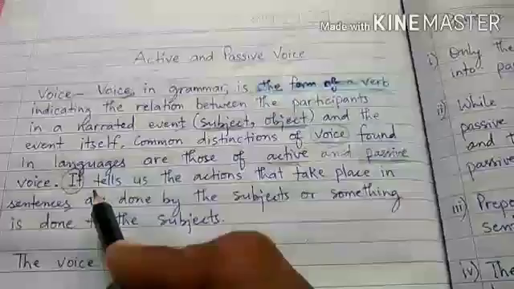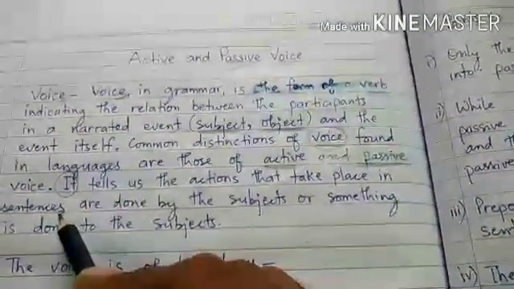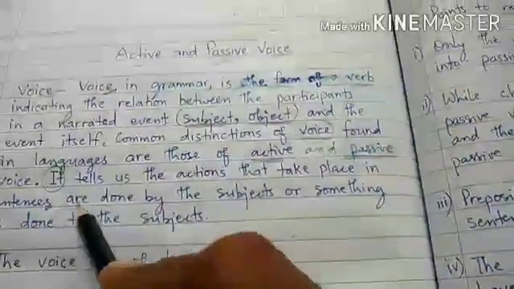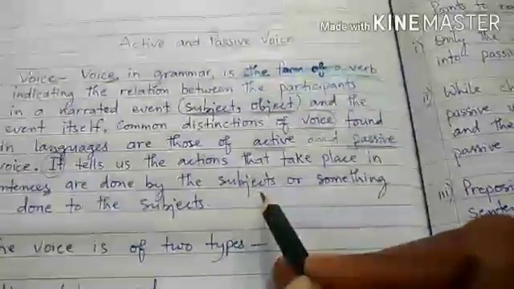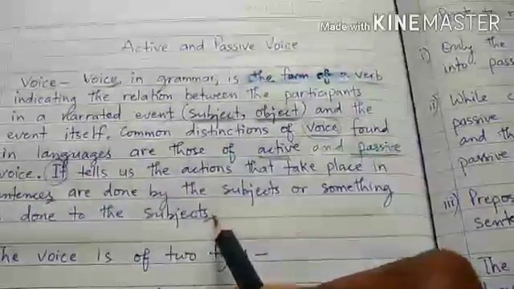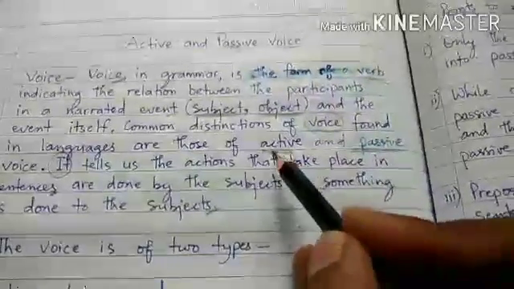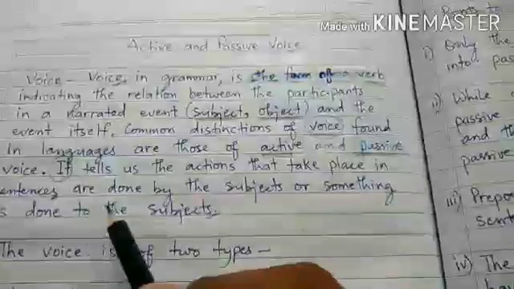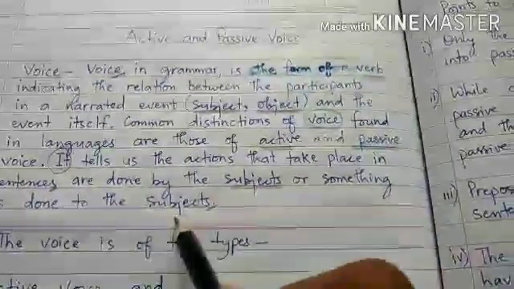So voice हमें क्या बताते हैं? जो काम सेंटेंस पे होता है उस काम के बारे में हमें बताते हैं. So how does it tell us about the actions that take place in sentences? The actions that take place in sentences are done by the subject or something is done to the subjects. So in two ways we express the same actions. One is in active voice, another is in passive voice. Okay, so how? By saying that the subject performs the action or something is done to the subject.